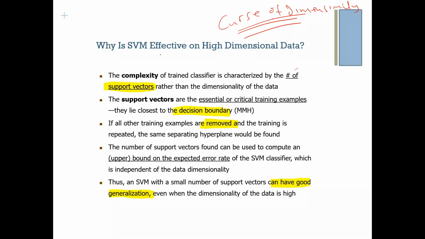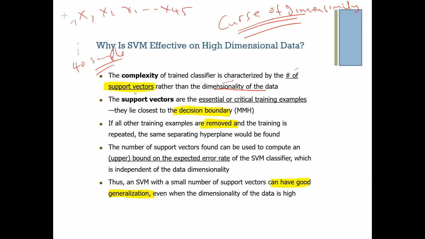What is unique in it? Why is it able to perform where other algorithms cannot? Especially in the example I gave, you have X1, X2, X3, up to X45, and then you are only given 40 samples. That is extreme high dimensional data, which will most likely lead to the curse of dimensionality for an average algorithm. A support vector machine is often able to outperform these kinds of challenges because the complexity of the trained classifier is characterized by the number of support vectors rather than the dimensionality of the data.